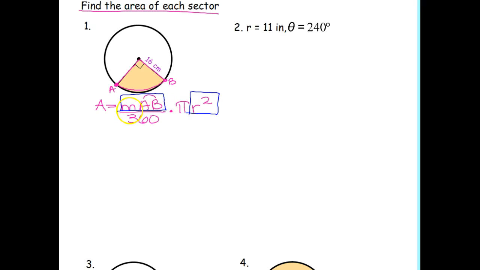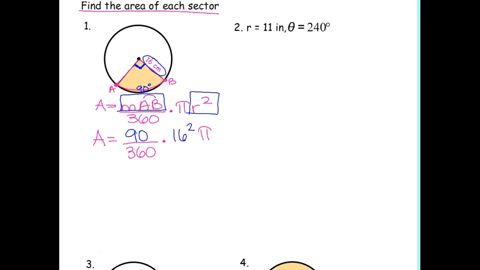So in order to find the measure of arc AB, we have to know what this angle is right here. So we know that this little corner here means that this angle is 90 degrees, so then also this arc is 90 degrees because central angle is equal to its intersected arc. Okay, so we have the area is equal to, the measure of arc AB is 90 degrees over 360, and this is always going to be 360 because there are always 360 degrees in a circle. The radius is this part right here, so we're going to take 16 squared, and then I'm going to put pi at the end because usually that's where we put pi.